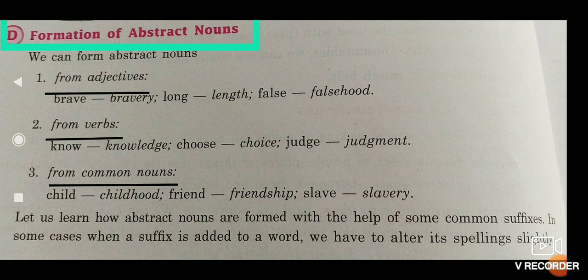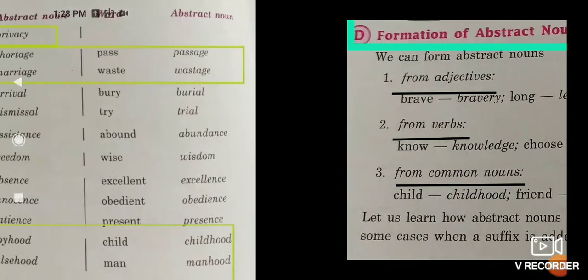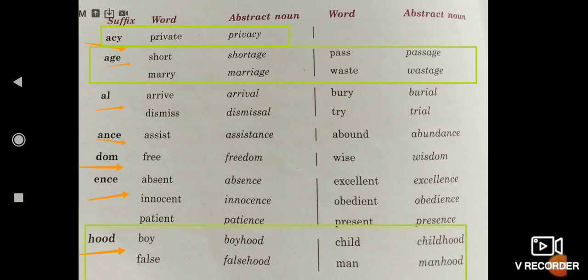Child is a common noun and childhood is an abstract noun. Friend is a common noun and friendship is an abstract noun. Slave is a common noun and slavery is an abstract noun. So let us learn how we are forming abstract nouns from adjectives, verbs and common nouns. So here we have to add a suffix to the root word.